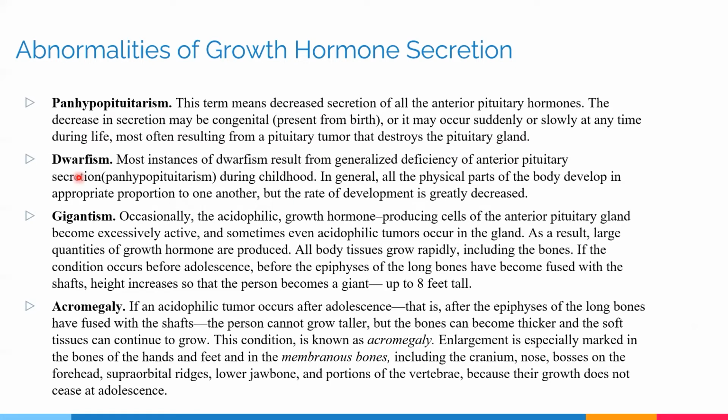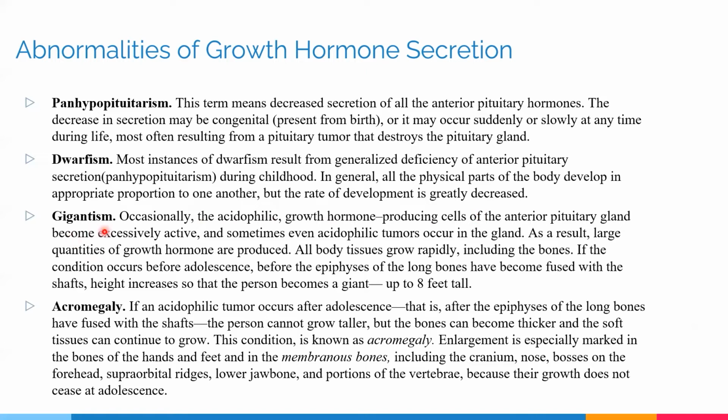Next is dwarfism. Most instances of dwarfism result from generalized deficiency of anterior pituitary secretion, that is hypopituitarism during childhood. In general, all physical parts of the body develop in appropriate proportion to one another, but the rate of development is greatly decreased.